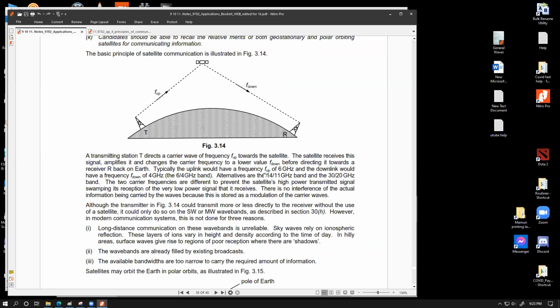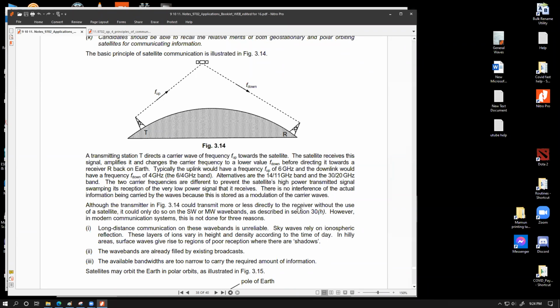It says that typically the uplink would have a frequency f up of 6 GHz and the downlink would have a frequency f down of 4 GHz. The 6-4 GHz band alternatives are the 14-11 GHz and the 30-20 GHz band. The two carrier frequencies are different to prevent the satellite's high power transmitted signal swamping its reception of the very low power signal that it receives. There is no interference of the actual information being carried by the waves because this is sorted out as modulation of the carrier waves.